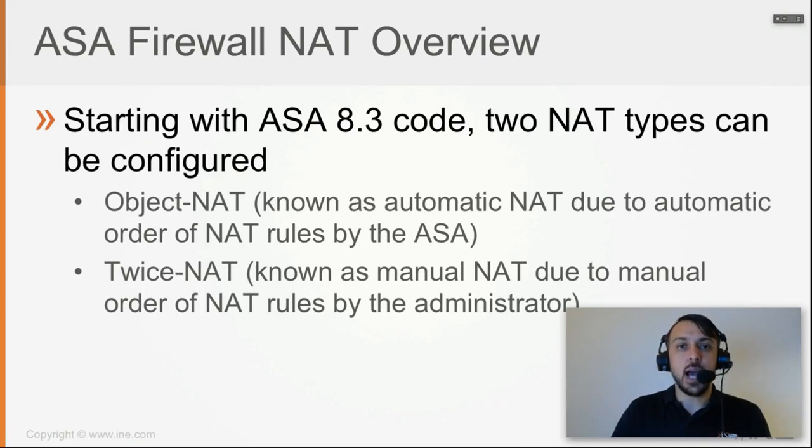Object NAT is known as auto NAT because we're going to see exactly how the ASA automatically orders the object NAT rules, while twice NAT is also known as manual NAT because the NAT rules are manually ordered by yourself. Now also, as you're going to see, object NAT is called object NAT because the NAT configuration happens inside an object, and twice NAT is called twice NAT because this kind of NAT configuration allows you to do double NAT. It allows you to NAT at the same time, in one single rule, both the source and the destination of an IP flow.